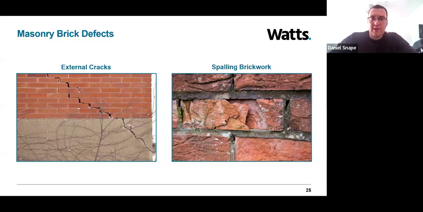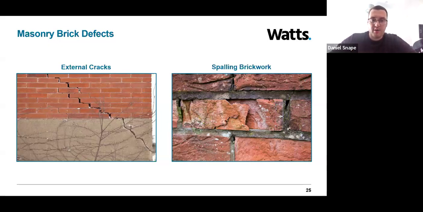So looking at the image on the right, we have spalling brickwork, which is something you might be familiar with. Spalling brickwork is another quite common defect, which can provide a really quite poor appearance. Spalling is usually caused by water, such as rain, snow, or even wet soil, being absorbed into the brick. When the water freezes, it expands and damages the brick. A process called the freeze-thaw cycle, occurring over and over again, can cause spalling of the brickwork.